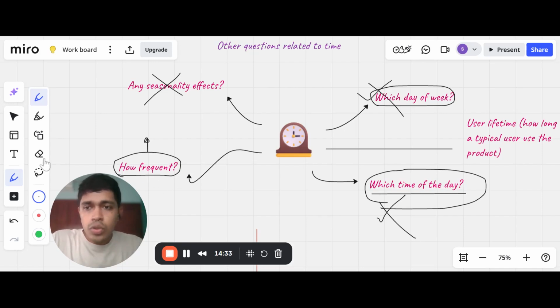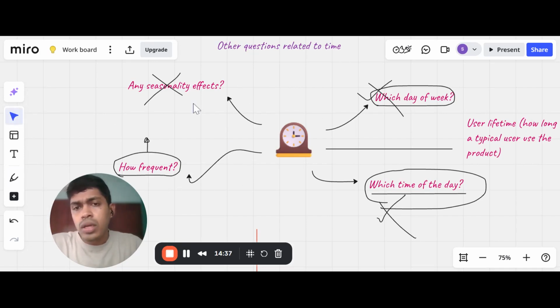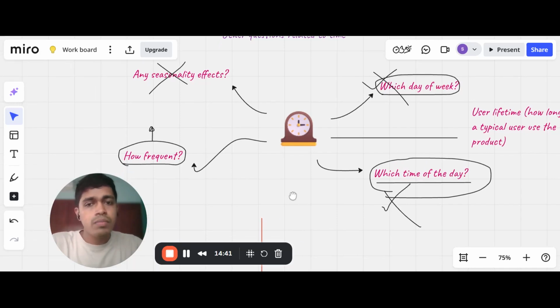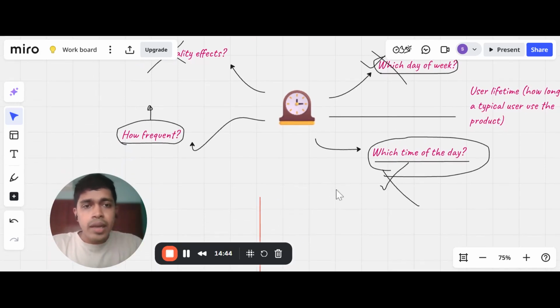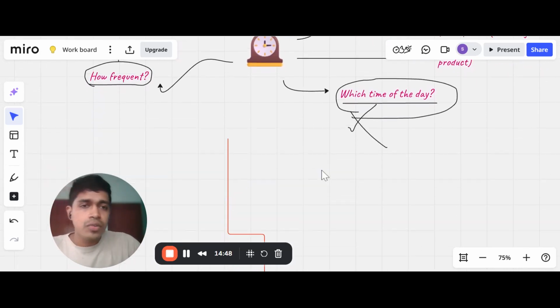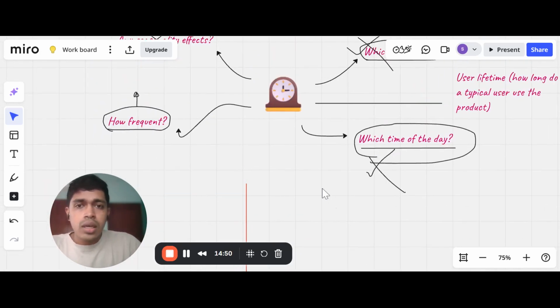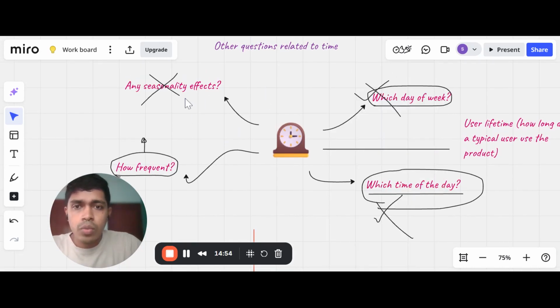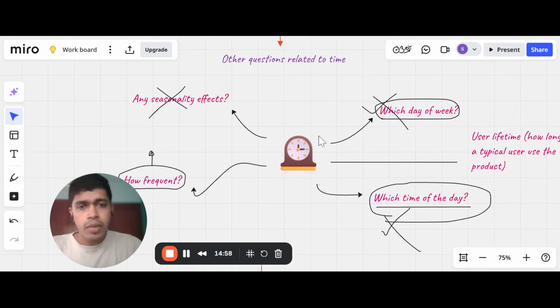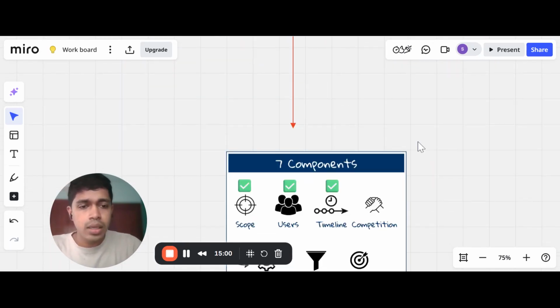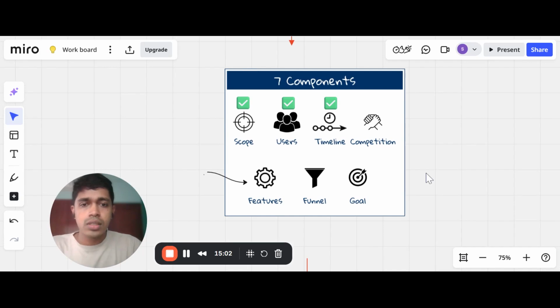If that's the case, you know that you don't have to focus on this anymore. Timeline or the seasonality, day of the week, it doesn't matter in this problem. So you can eliminate those. You don't have to think about that anymore. So that is the idea of asking these questions. So I hope you might be already having 6 or 7 questions related to time or timeline. So let's move to the next component, which is features.